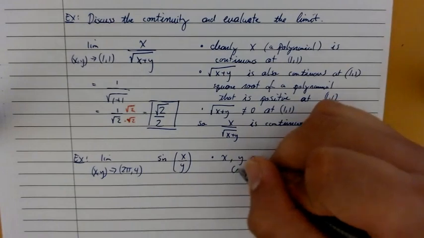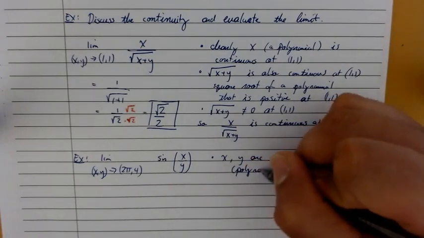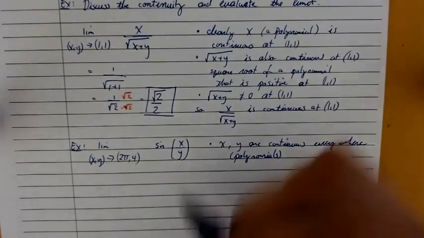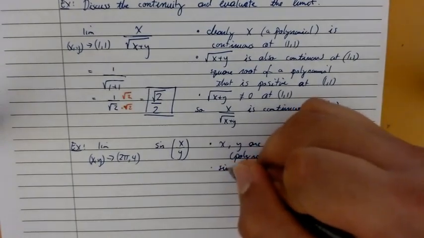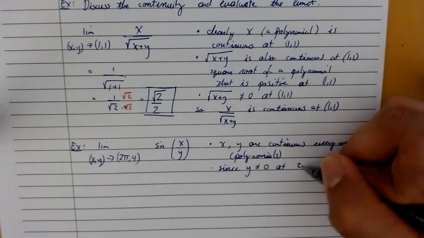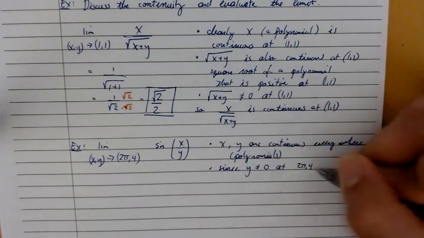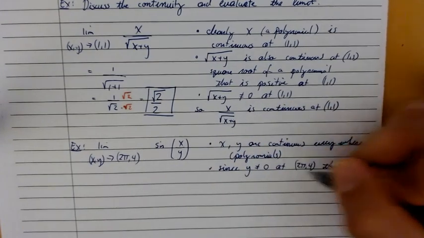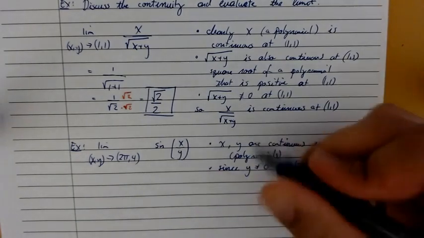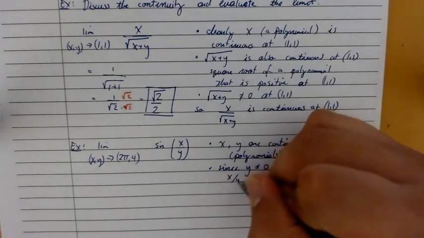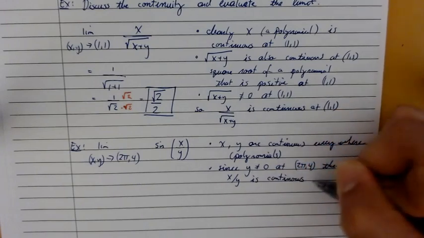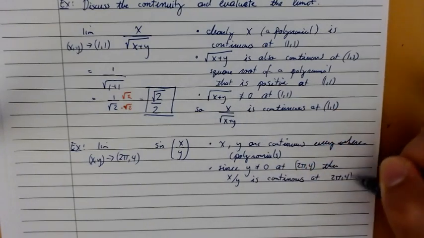Continuous everywhere, because again, they're polynomials. And as we see in Cal 1, polynomials are continuous for all real numbers. Okay, since y is not equal to 0 at or even near 2 pi comma 4, then both components are continuous and the denominator is not 0, then x over y is most certainly continuous at 2 pi comma 4.